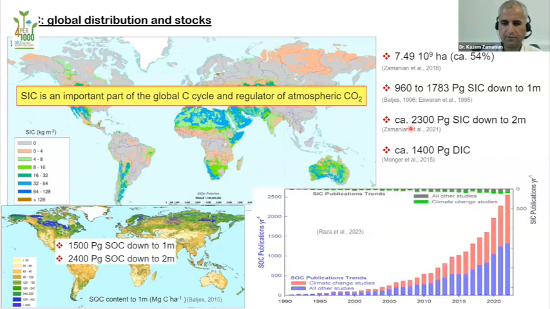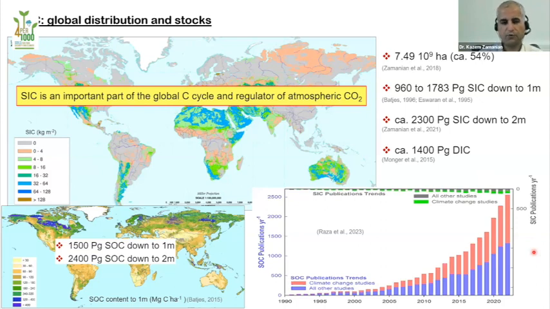However, when we look at the research that we have done so far, for example, only for the last year, in 2022, there were about 2,500 articles published about soil organic carbon, nearly half of them in relation to climate change. But at the same time, barely about 100 articles were published regarding inorganic carbon and its contribution to atmospheric CO2. So I would like to say that inorganic carbon is a totally overlooked carbon pool so far.